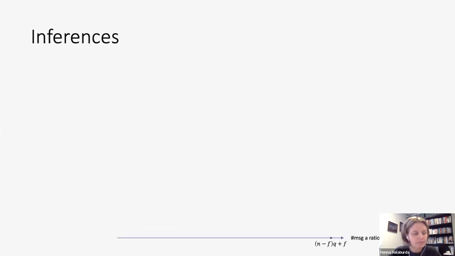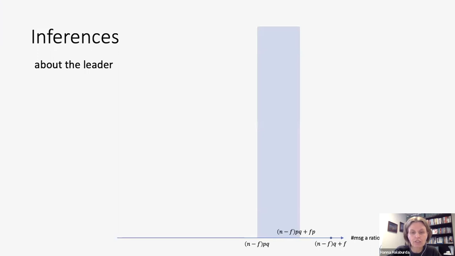In any candidate equilibrium with given probabilities P and Q, so the probability that the leader sends the message and the backups forward the messages, any rational node can make inferences about the leader based on the number of messages that they receive. First of all, if the leader is rational, then the number of messages that the rational node is going to receive depends on those probabilities P and Q, and also on the measure of rational nodes. All the rational nodes are going to receive the message with probability P and forward it with probability Q, and the Byzantine nodes can do whatever, but there are F of them, so if they receive the message from the rational leader, they can forward it with any probability between 0 and Q.